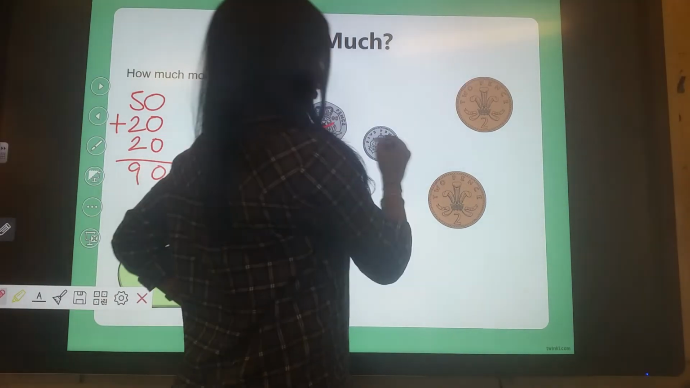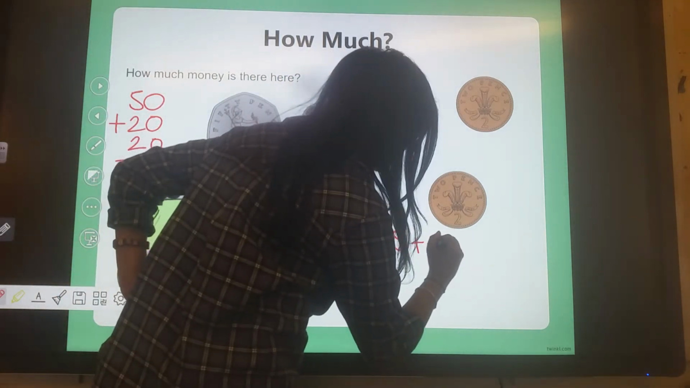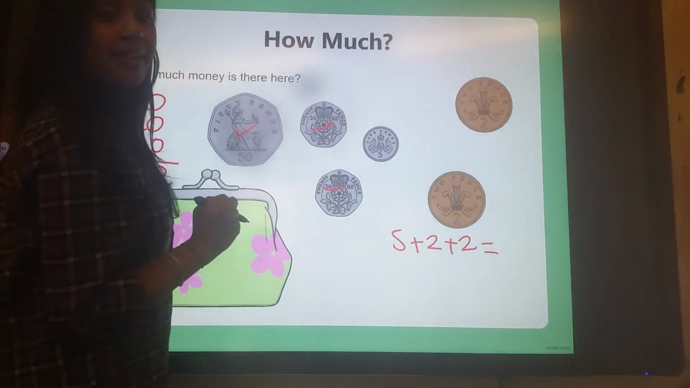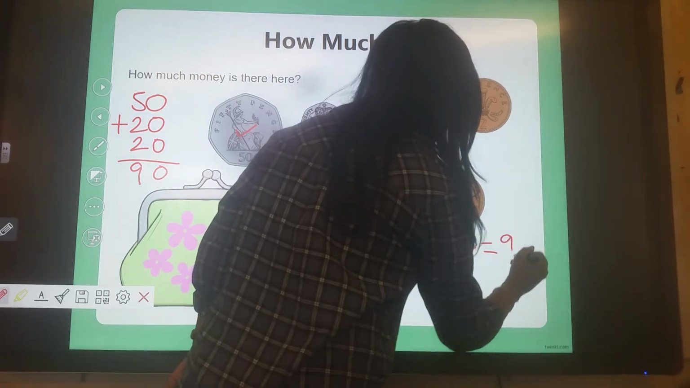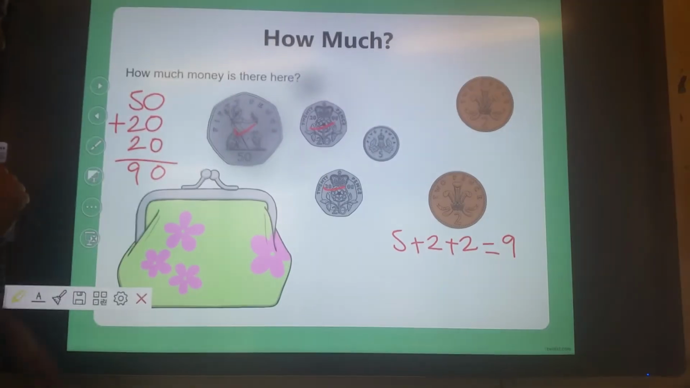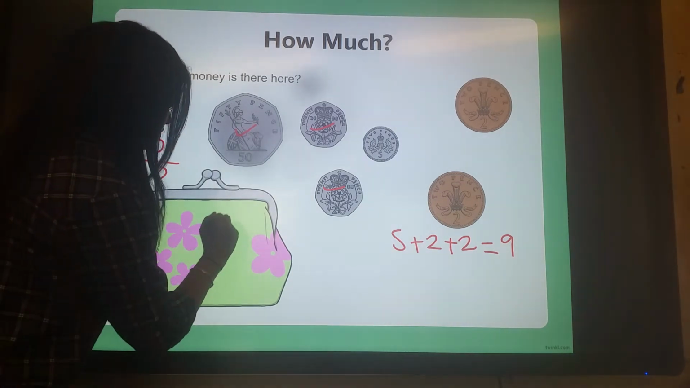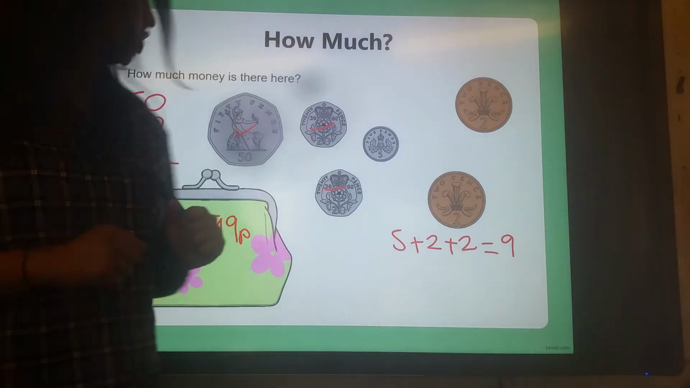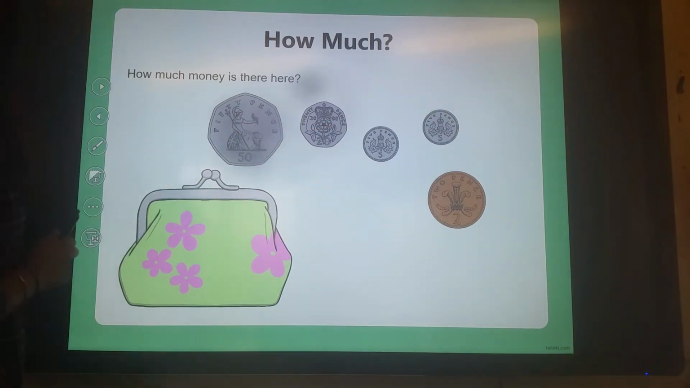And then I'm going to add these 3 coins together. So I have 5p plus 2p plus another 2p. So 5 plus 2 is 7 and 7 plus 2 is 9. Good, well done. So obviously I've not finished there. I now need to add these 2 numbers together and that's going to give me 99p. Well done if you got that question correct. Next question, off you go.